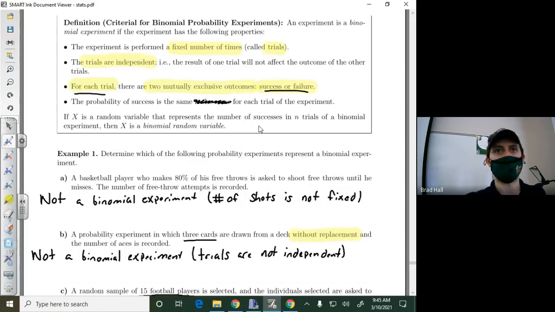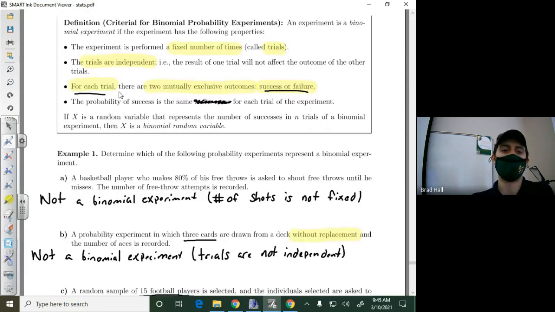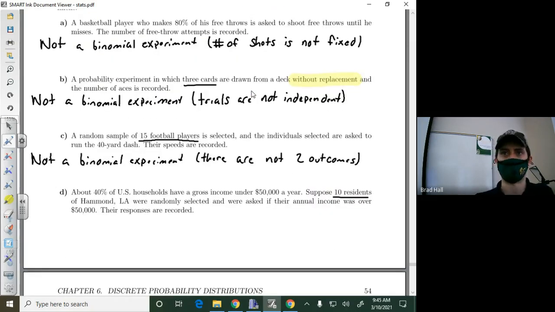From there, are the trials independent? Do the incomes of any person you ask affect the income of somebody else? Not really. And finally, is there a success or a failure? Are there just two mutually exclusive outcomes? Well, ultimately, yes. You either make under 50,000 or over 50,000. It sounds like the success would be over 50,000 and the failure would be, of course, under 50,000. So this would be a binomial experiment.